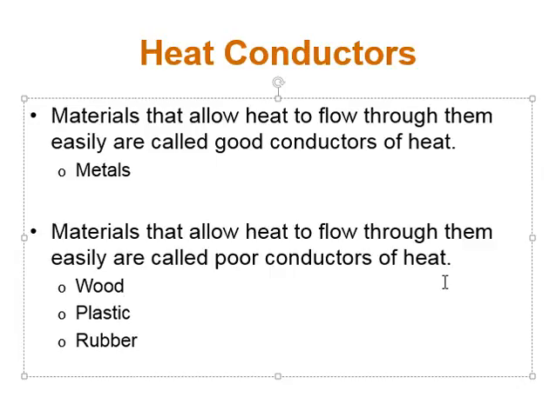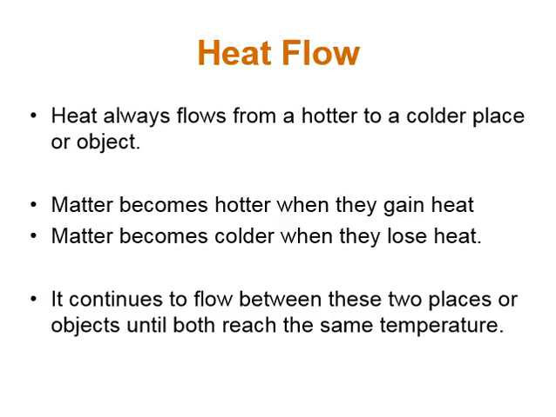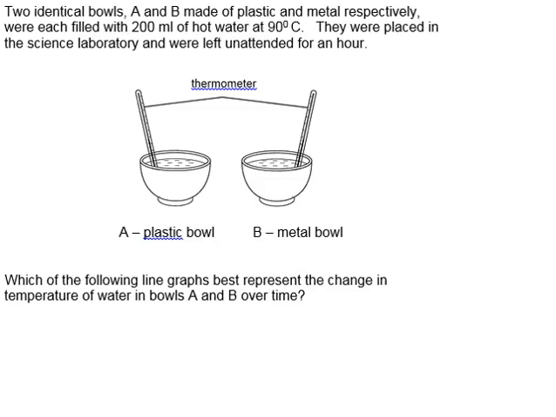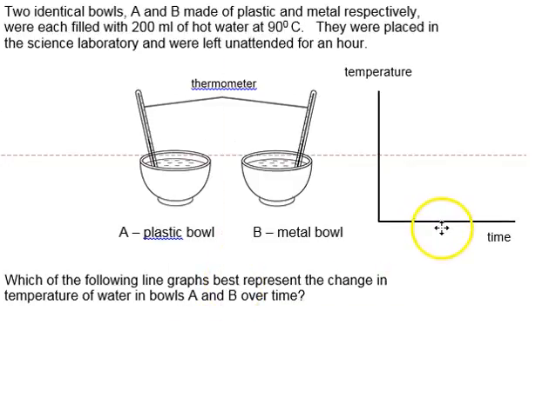Okay, so knowing these two concepts about heat flow and heat conductors, let's look at the question. Two identical bowls. Now, if you look at the stem of the question, which of the following line graphs. I'm not going to show you the line graphs as it appears in the MCQ, but instead I'm going to show you what a line graph will look like.